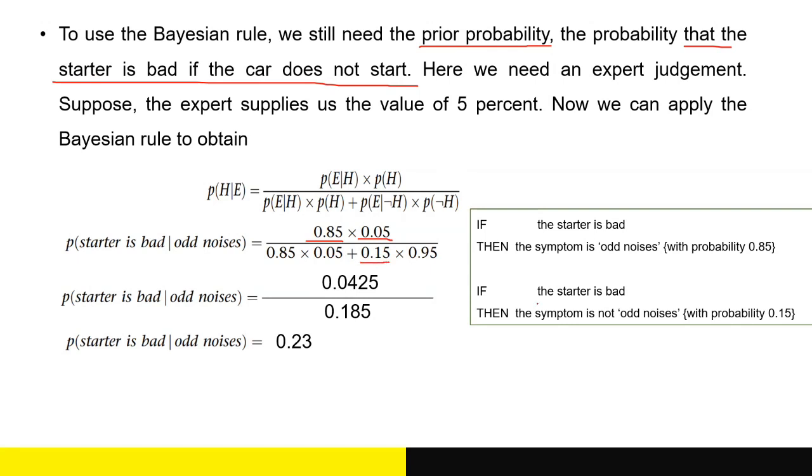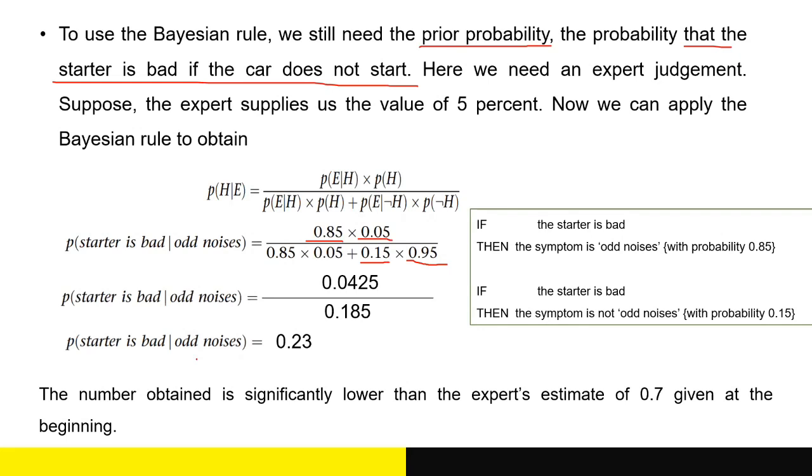And then this 0.15 is: if the starter is bad, then the symptom is not odd noises. And this 0.95 comes from the probability that the starter is not bad. So if we multiply 0.85 by 0.05, their product is 0.0425. And if we sum the products of these values, their sum is 0.185. So the probability that the starter is bad given the odd noises is 0.23. The number obtained is significantly lower than the expert's estimate of 0.7 given at the beginning.